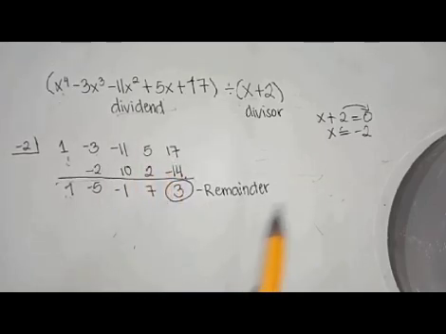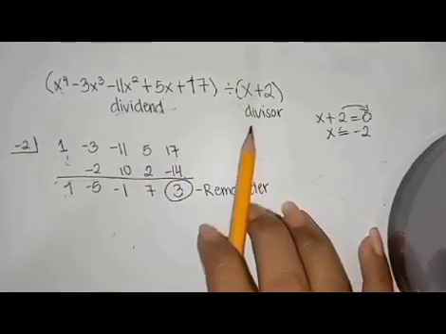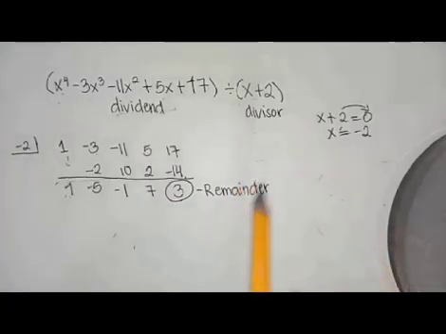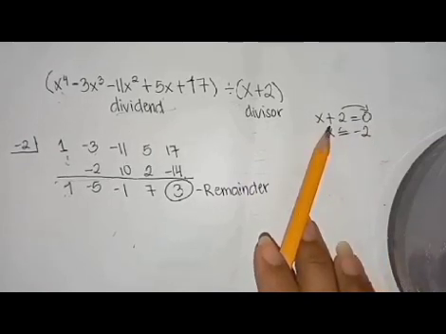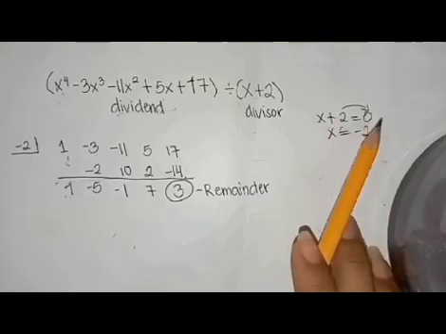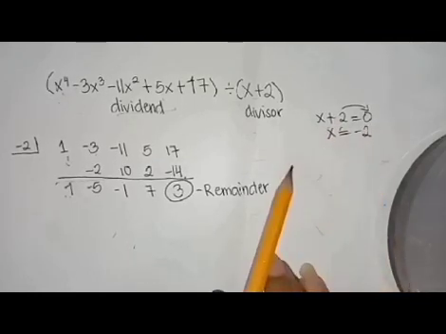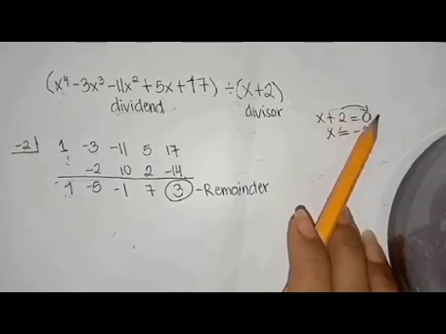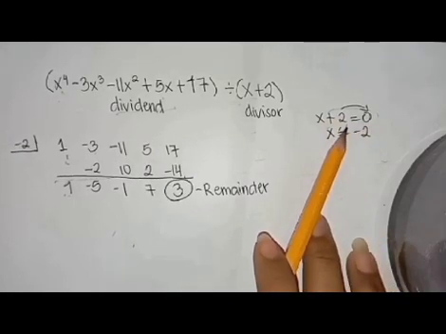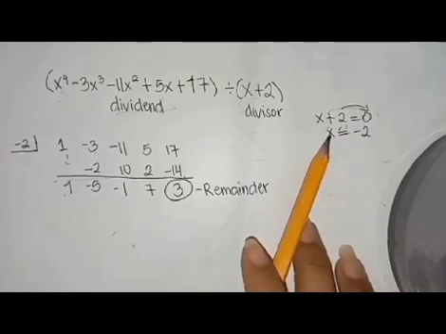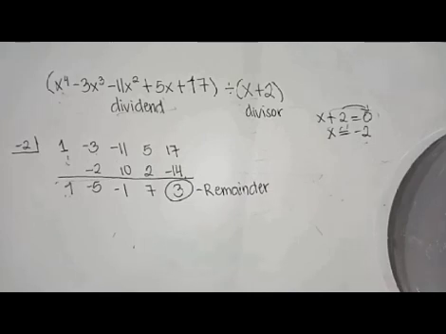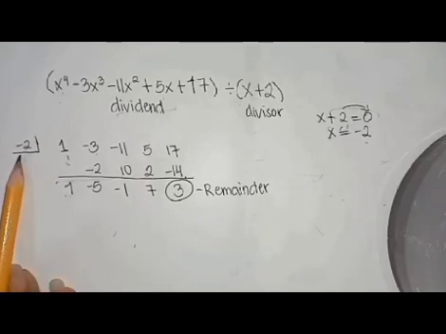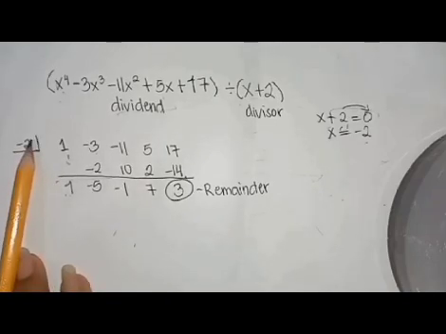So I'm getting the divisor. This is your divisor, guys. I will equate this to 0. So this x plus 2 is equal to 0, and I will solve for x. Transpose the positive 2 to the other side, and your x is equal to negative 2. And we will put it here. So we have negative 2.